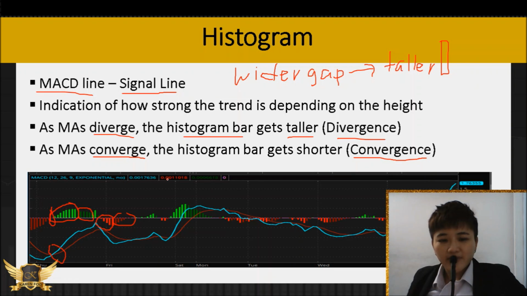If I may write down for you, if MACD crosses signal, then your histogram would be, I hate writing with this, 0, okay? Whereas if your 12 EMA crosses 26 EMA, then your MACD, your MACD would be 0.